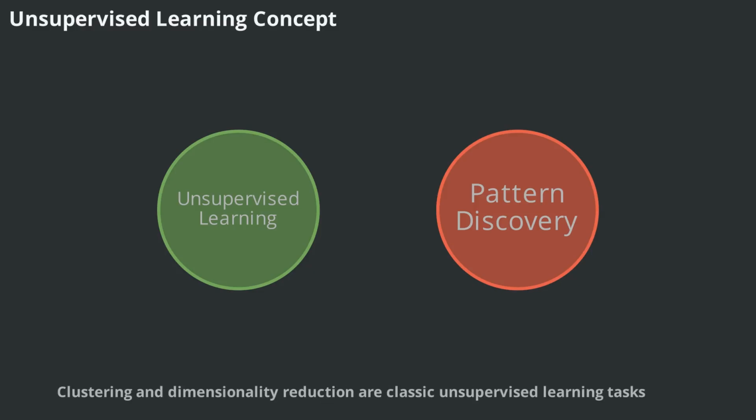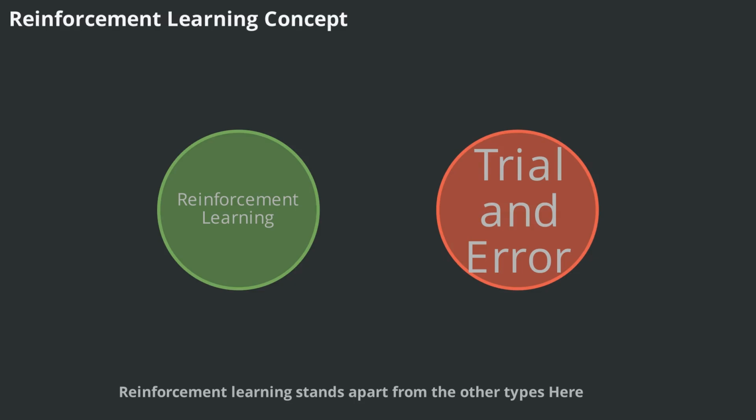Clustering and dimensionality reduction are classic unsupervised learning tasks, helping reveal insights that aren't immediately obvious. Reinforcement learning stands apart from the other types. Here, the algorithm learns by interacting with its environment, receiving feedback in the form of rewards or penalties. Over time, it figures out which actions lead to the best outcomes.